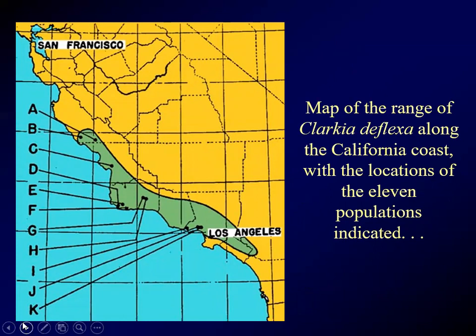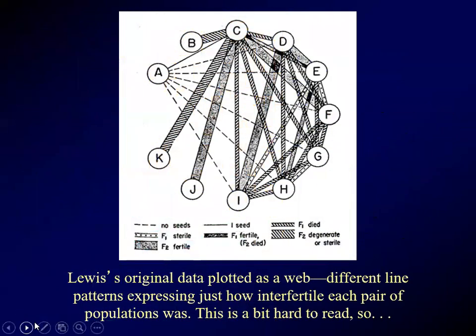So that's a range in green, that's the range of Clarkia deflexa. The 11 populations are A through K, going more or less north-south, from A through K. And there's his original data, and it's a little hard to read, so I've color-coded it for you.